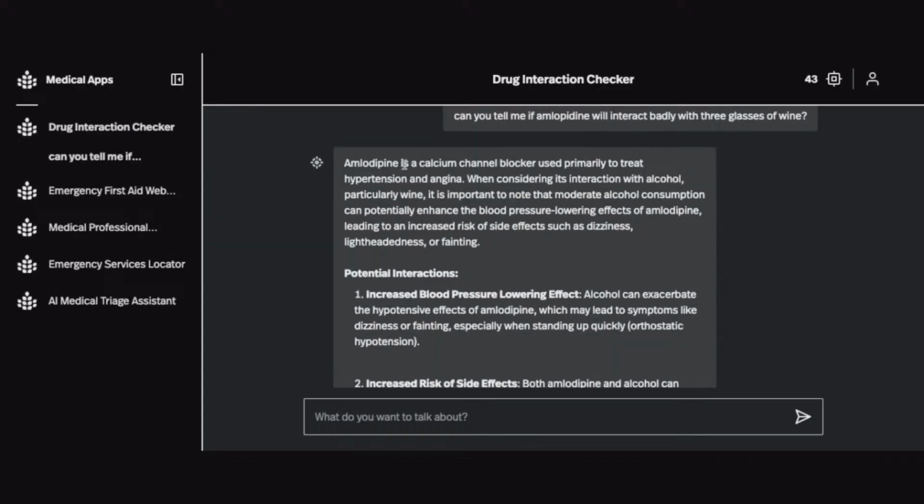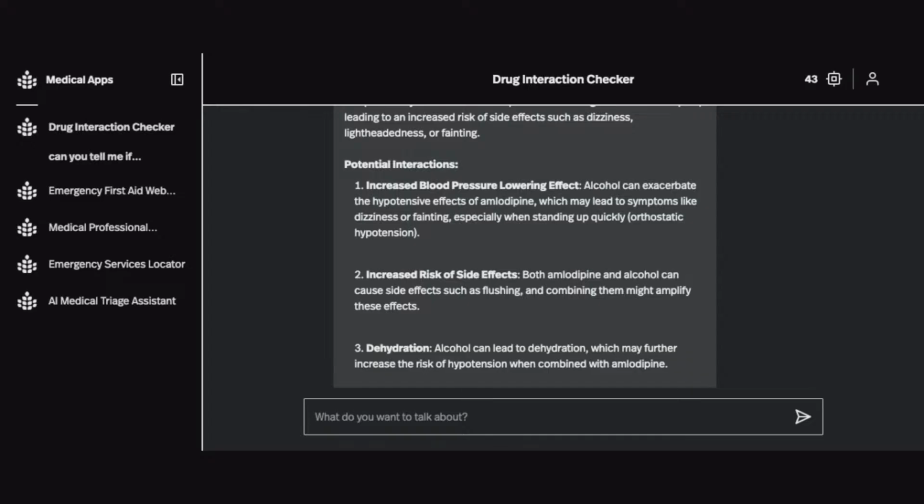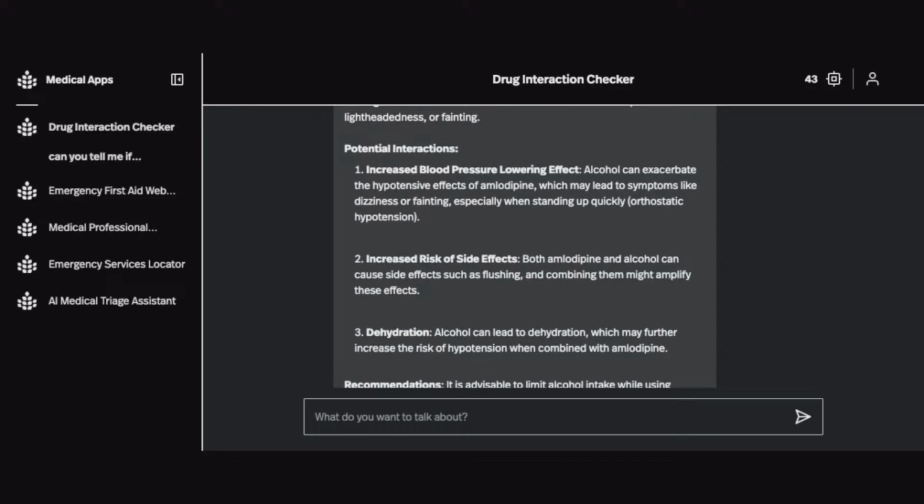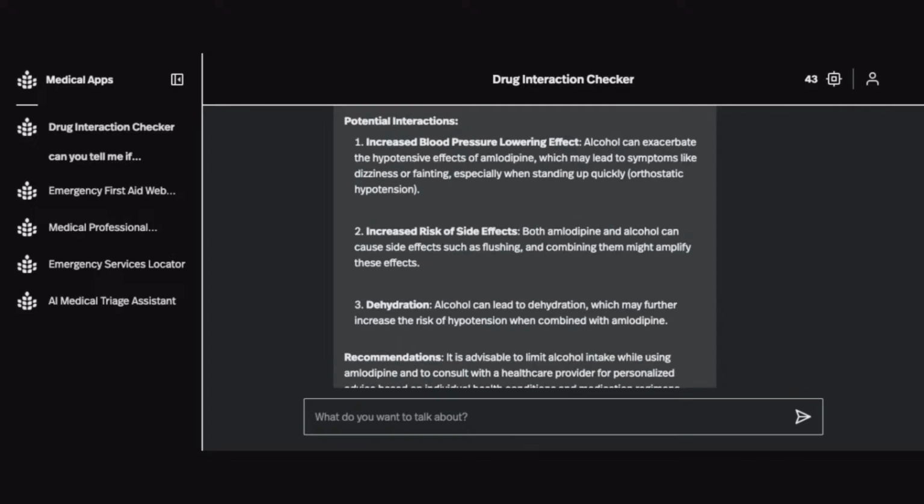It will give you what amlodipine is. It's a calcium channel blocker used in hypertension and angina. When considering its interaction with alcohol, particularly wine, it is important to note that moderate alcohol consumption can potentially enhance the blood pressure lowering effects of amlodipine, leading to an increased risk of side effects such as dizziness, lightheadedness, or fainting. And so it will give you how the drug will interact with the substance that you are querying. And these are the potential interactions here. You guys can pause the video and go through it.